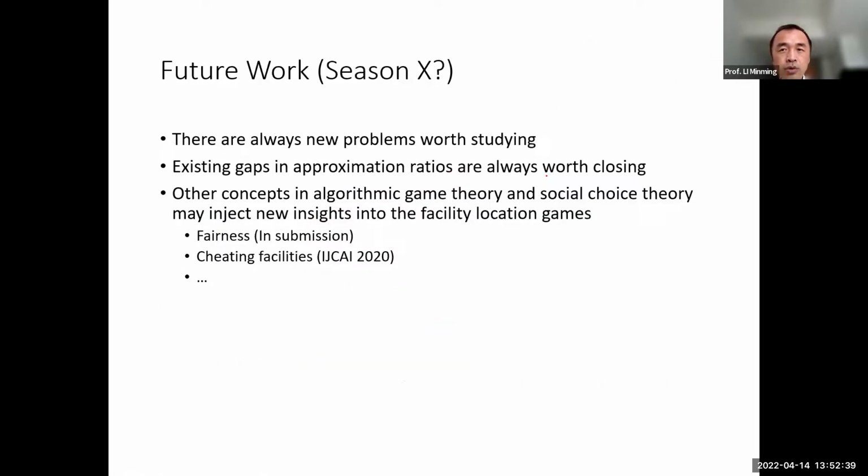Okay, so what's more? Now, actually, we have some ongoing works too about fairness. This one is a submission. So basically, it talks about how to fairly treat different groups. And then in our IJCAI 2020 paper, we studied the problem of cheating facilities, okay?